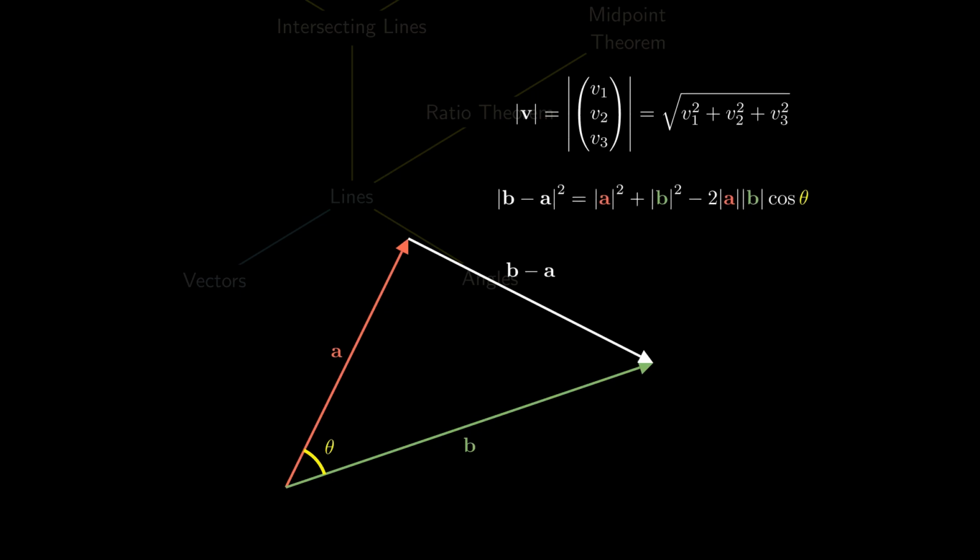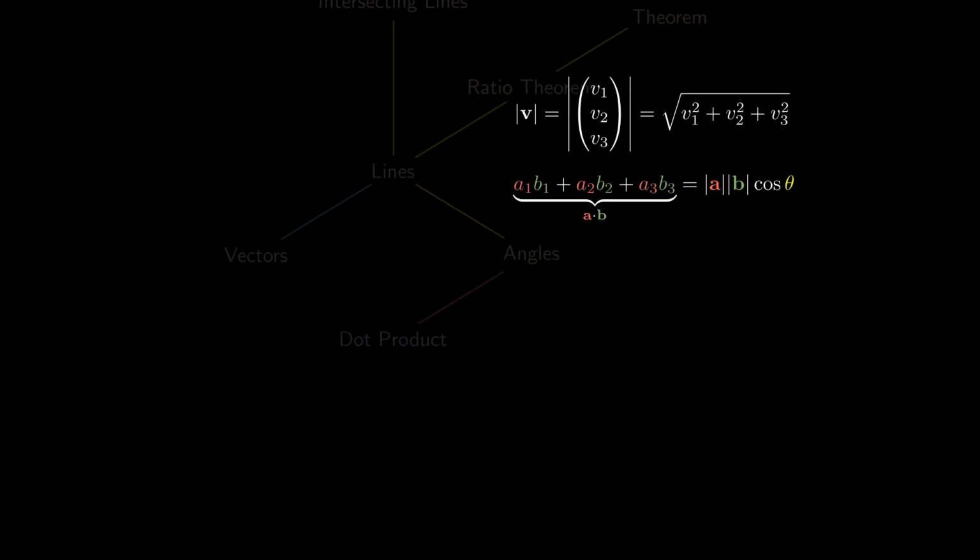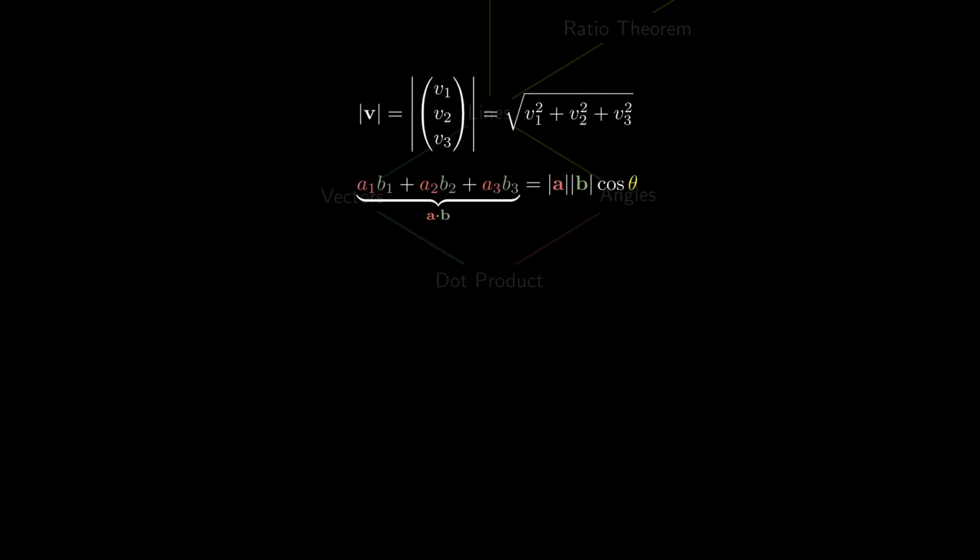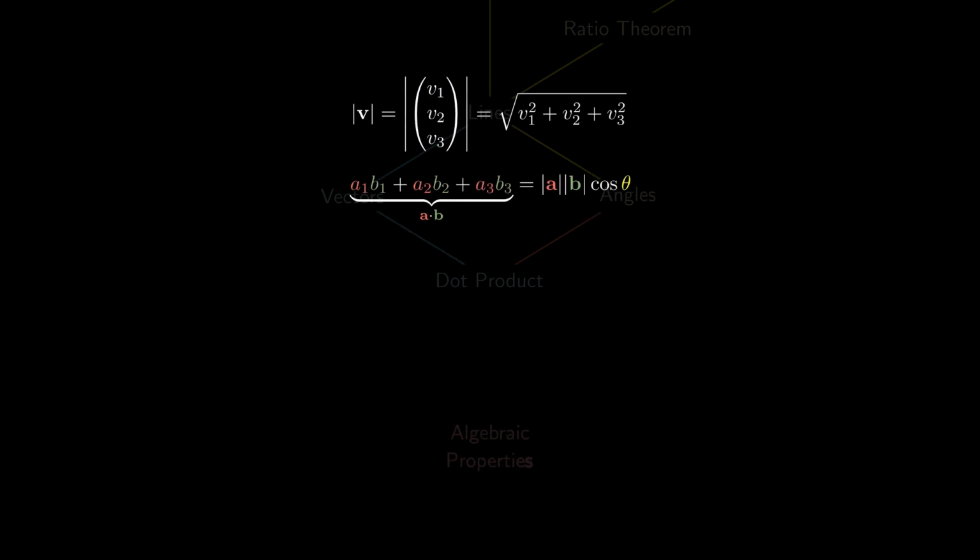Substituting all of the different calculations and simplifying, we will obtain a sum of products being equal to mod a mod b cosine of theta. This sum of products on the left side is a really useful quantity which we call the dot product. And just this algebraic definition of the dot product yields many algebraic properties. For example, we can swap the positions of the vectors when it comes to dot products, and the proof is rather straightforward.